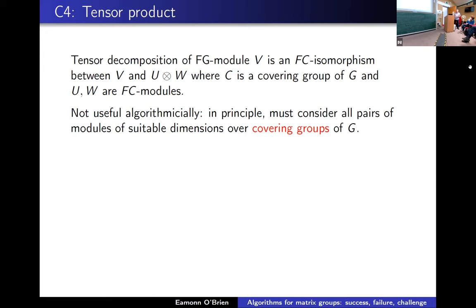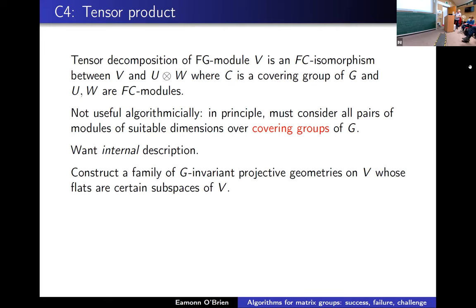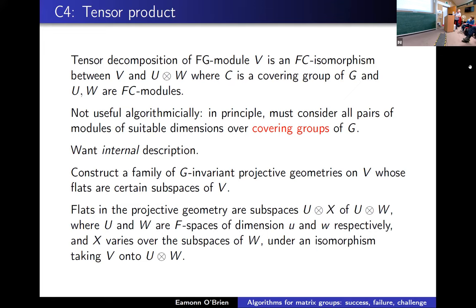That's a particularly bad strategy to try and follow. And so what you want is an internal description, which is relevant to the group and to the module itself, rather than something which depends on something external. And 25 years ago, Charles and I looked at this problem. What we found was that we could construct a family of G-invariant projective geometries in the underlying space, whose flats in the projective geometry are certain subspaces of V. And in fact, the flats are spaces of this form, where you're thinking of a tensor product, U tensor W. What you're ending up producing are spaces of the form U tensor X, where X runs over subspaces of W. Okay. A lot of information there.